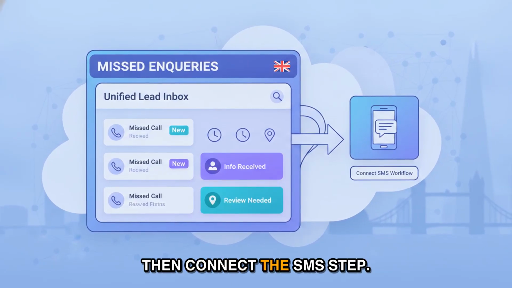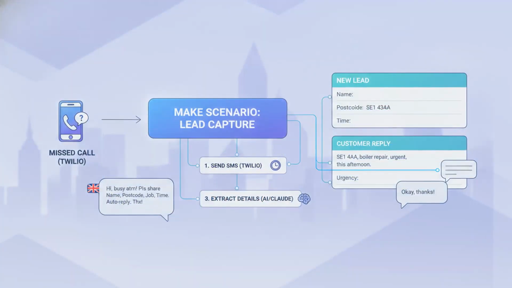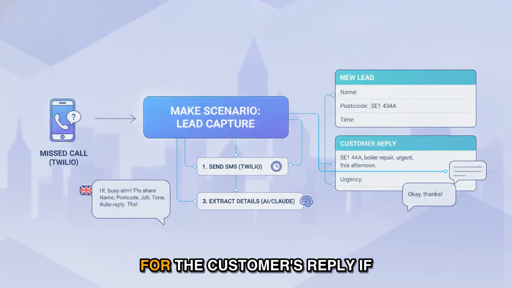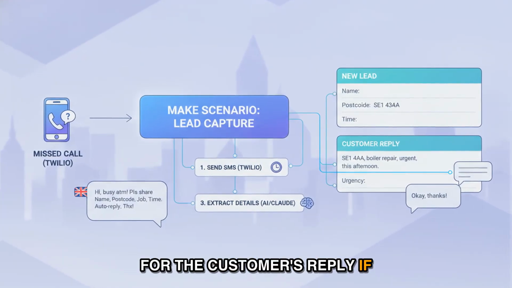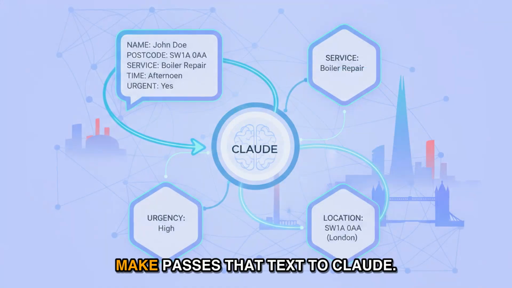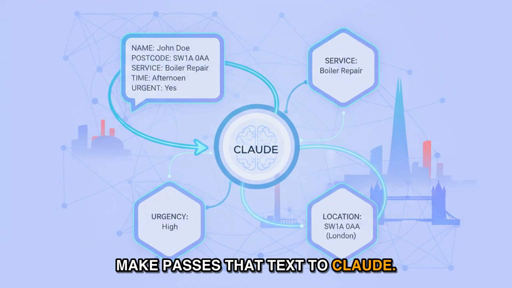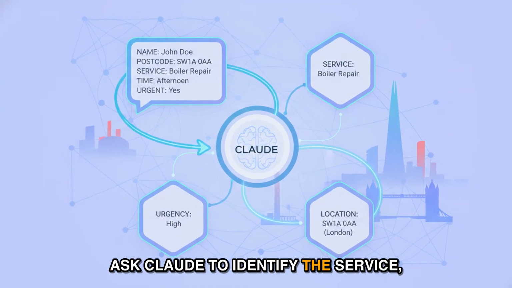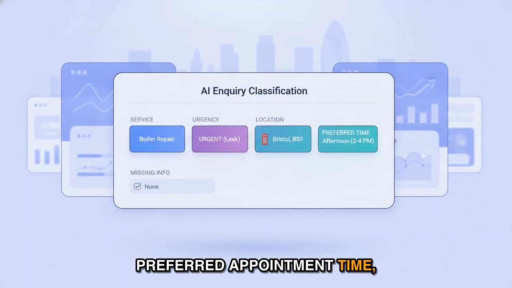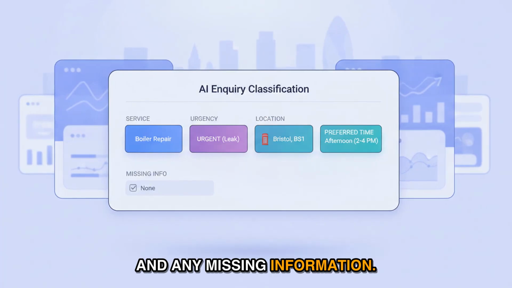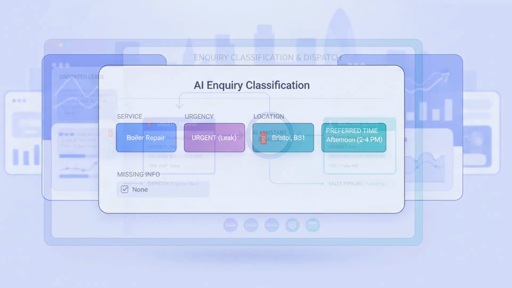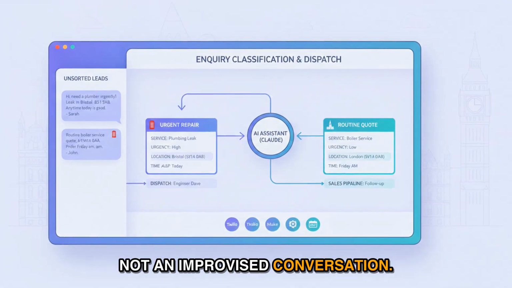Then connect the SMS step. Make sends the prepared message through Twilio and waits for the customer's reply. If the customer provides the postcode and job details, Make passes that text to Claude. Ask Claude to identify the service, urgency, location, preferred appointment time, and any missing information. The output should be structured fields, not an improvised conversation.